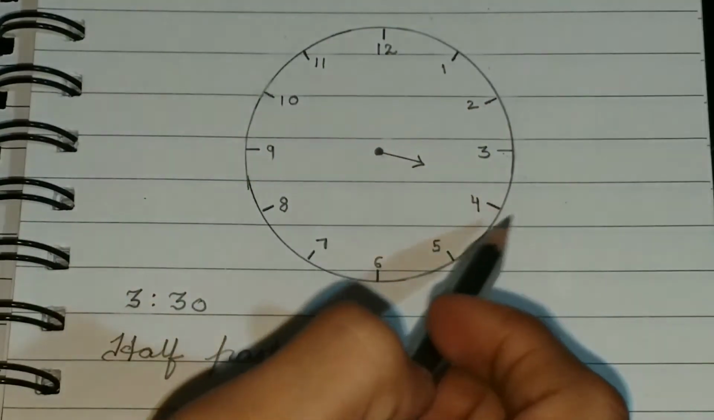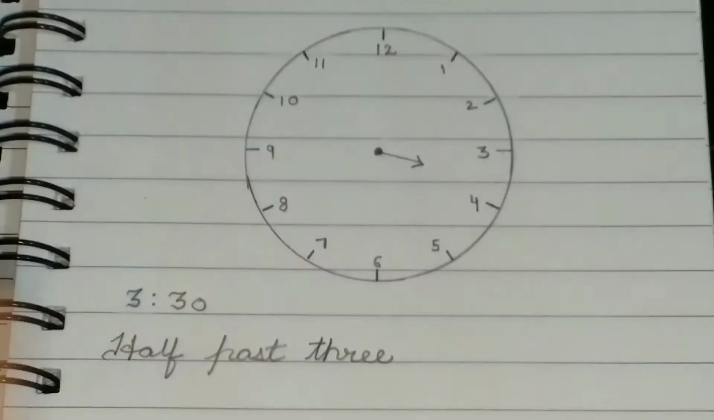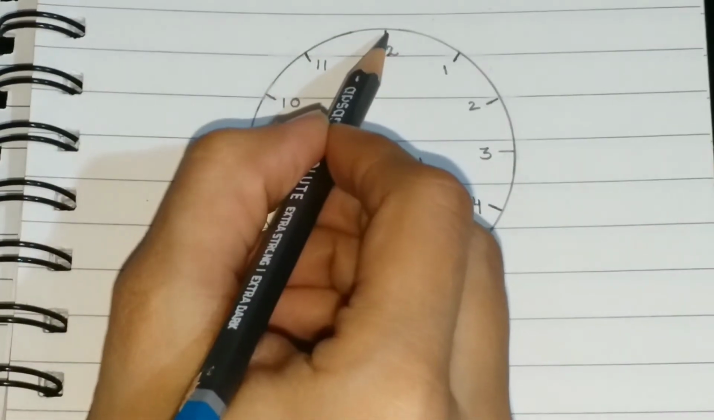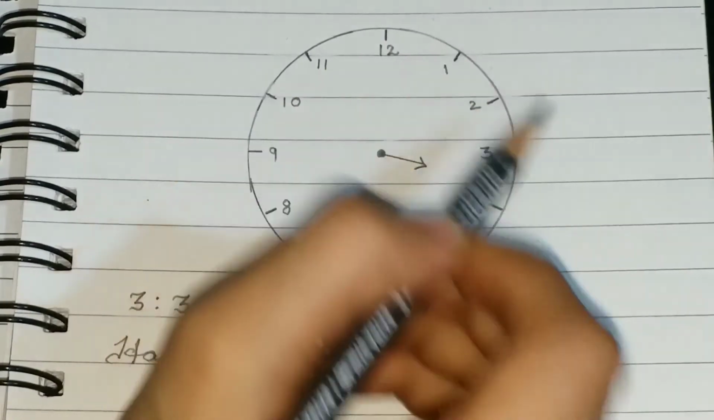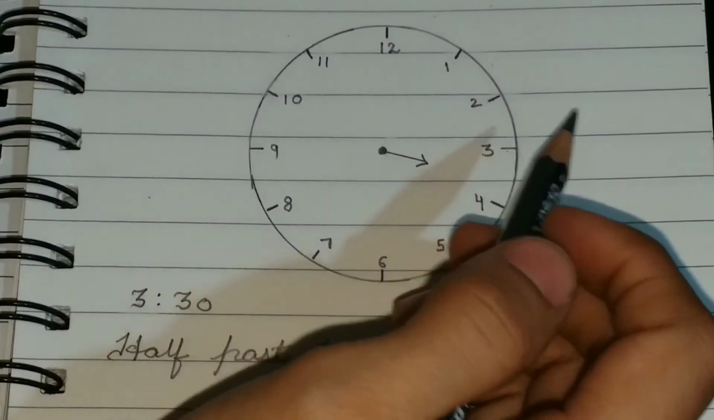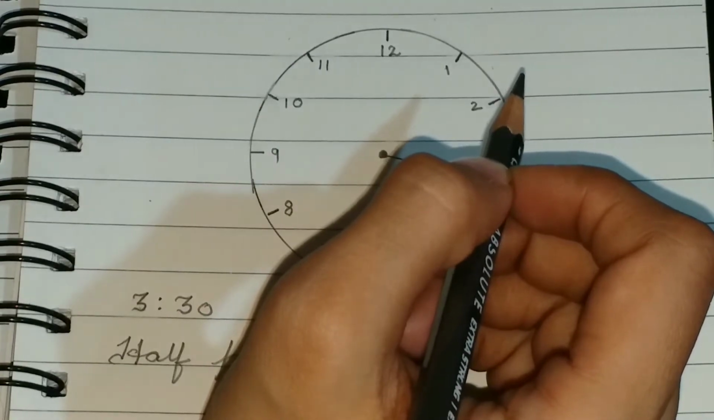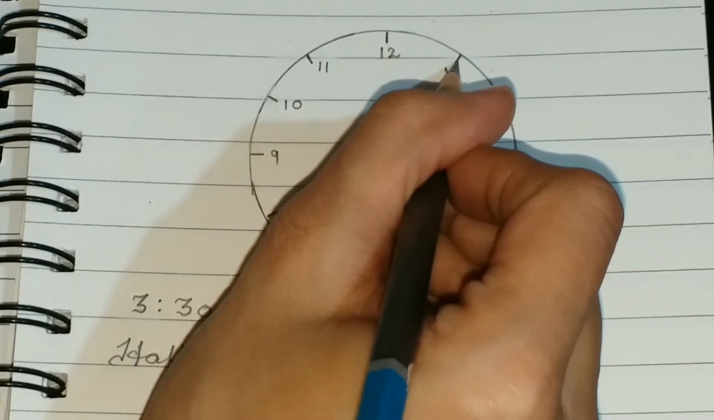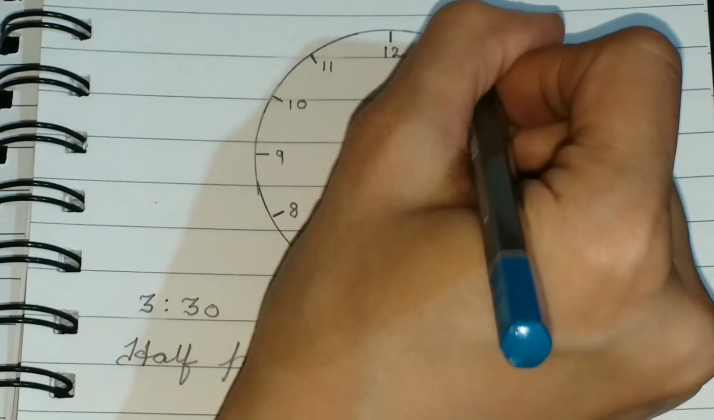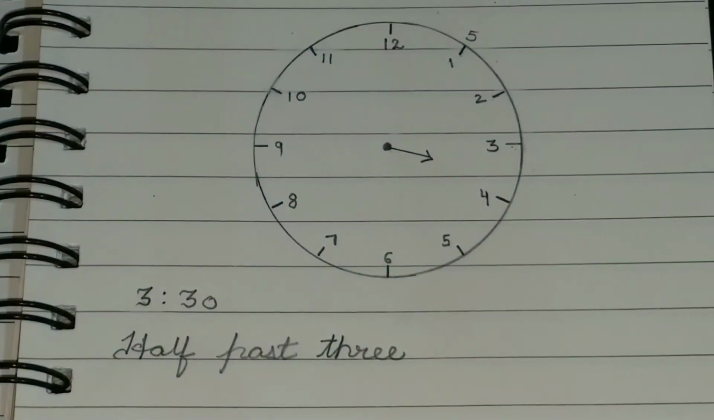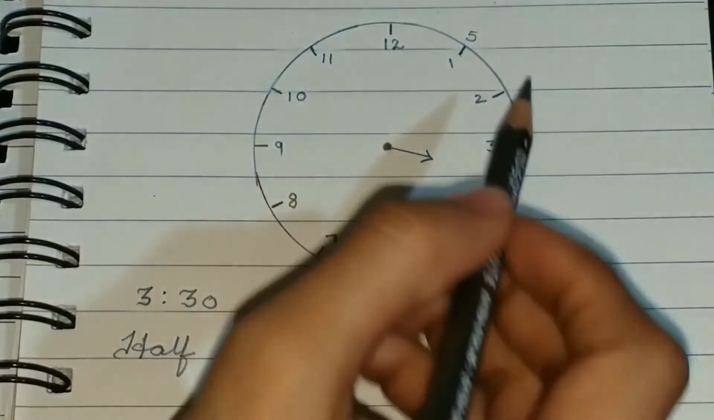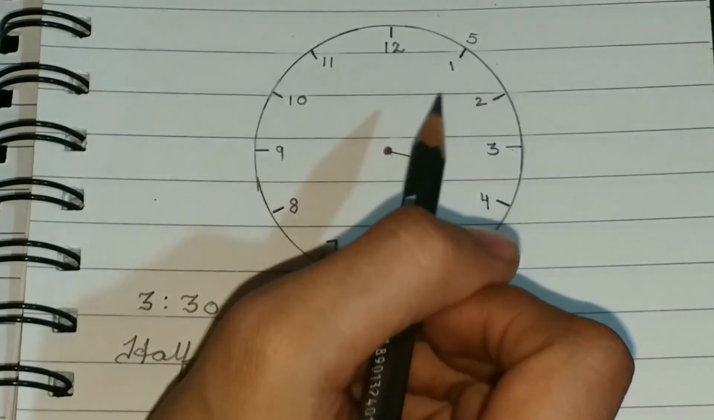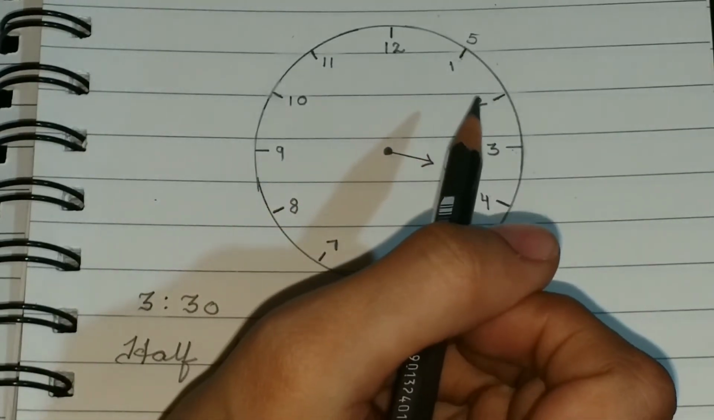Now to understand where 30 will be on the clock, you have to listen carefully. Okay? Now children, when the minute hand moves from one number to another, it covers 5 minutes. I told you this. Yes? Do you remember? So, when it is going to move from 12 to 1, it is going to cover 5 minutes. Yes? So, I am writing 5 over here.